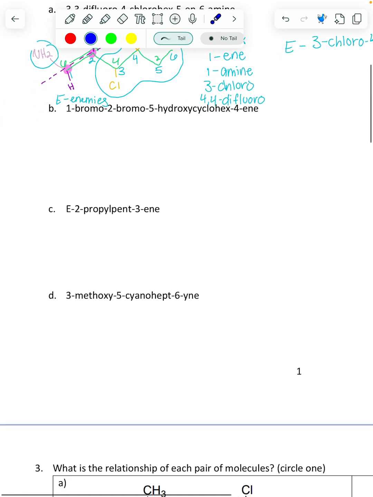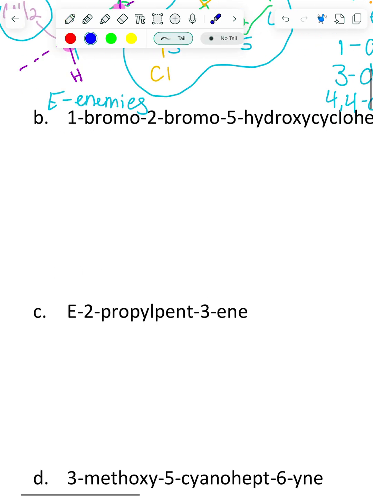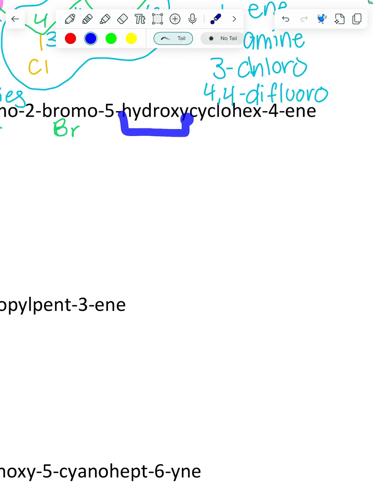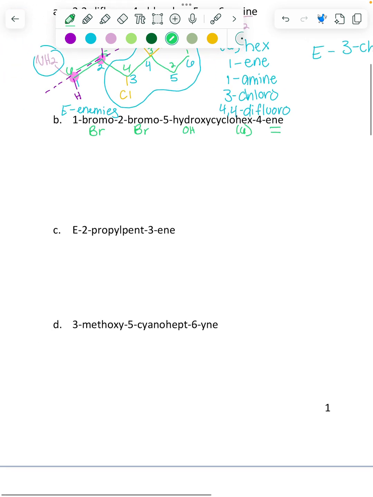All right, now let's add this next one. I'm going to do the exact same thing, go over what we know. We see that there's a bromo and a bromo. We know that there is a hydroxy, which is an alcohol group, so that's OH. We know there's a cyclohexane, but in this case the double bond is at 4, so hex is 4, which means it's going to be a cyclohex. And then ENE indicates a double bond at carbon site 4. So I'm going to start with doing the cyclohex-4-ene.